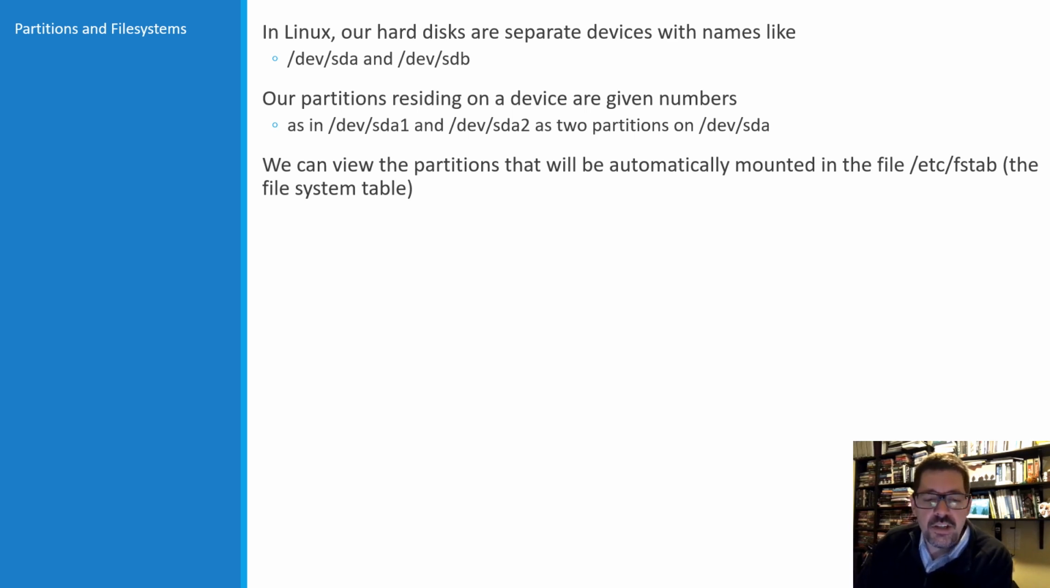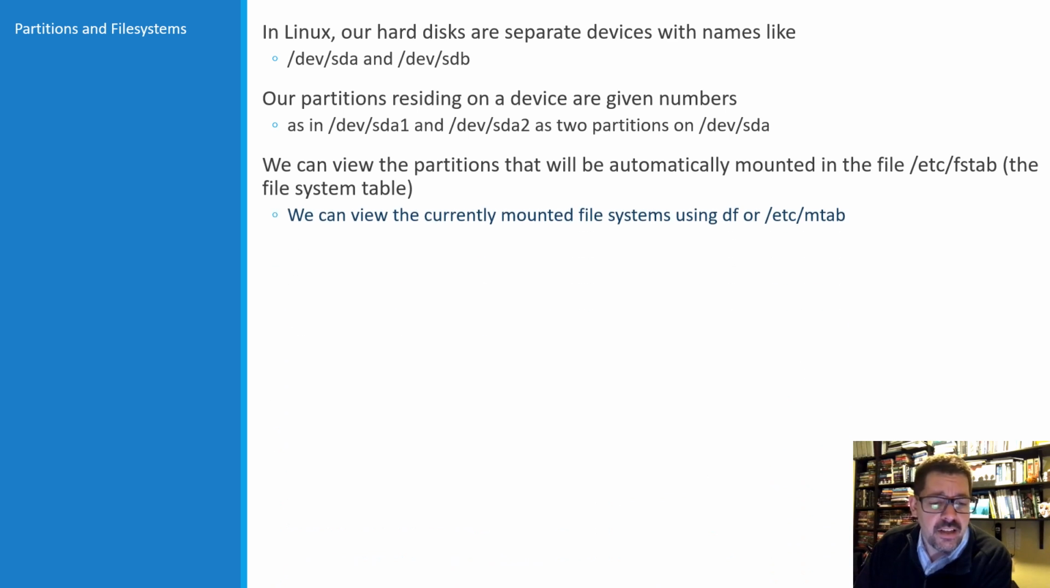You can view how those partitions are automatically being mounted in /etc/fstab, although that's changing in some distros. But you can look in fstab and it'll tell you how those different partitions are going to be mounted.